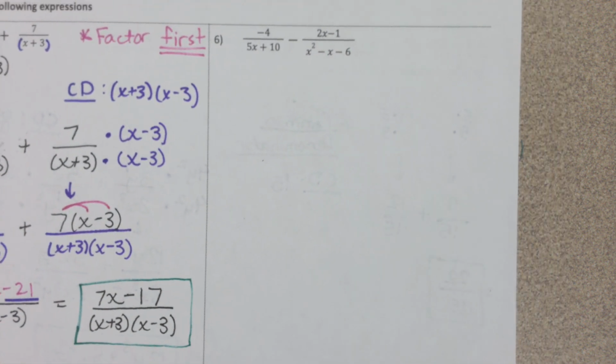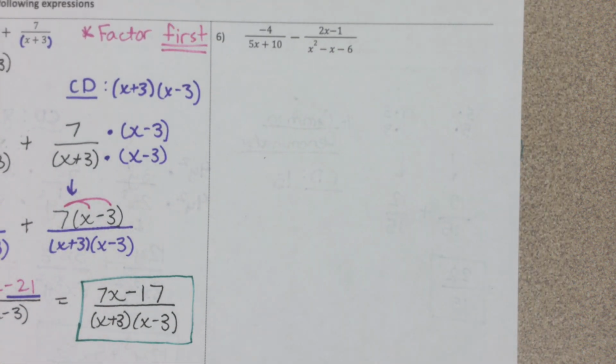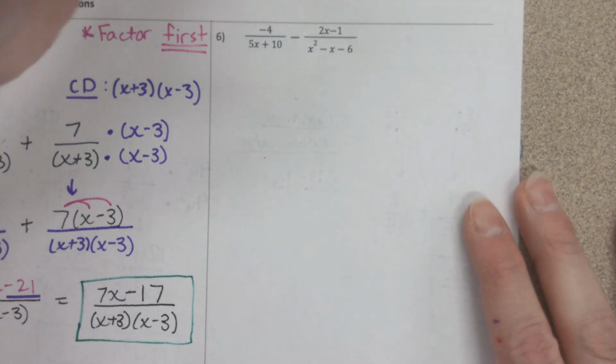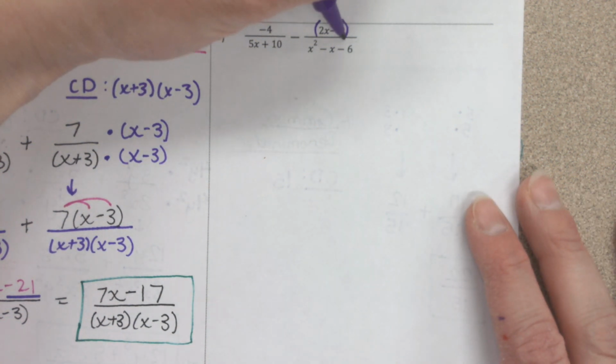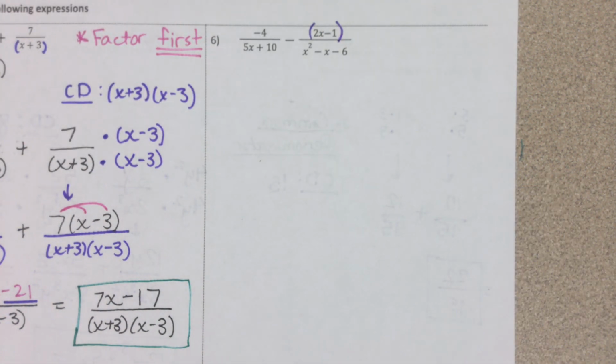All right, last one, number 6, has some more factoring here. Negative 4 over 5x plus 10 minus, we're going to have to deal with that in a moment, 2x minus 1 over x squared minus x minus 6. I'm going to put this binomial up here, 2x minus 1 in parentheses. That is not a factoring problem.